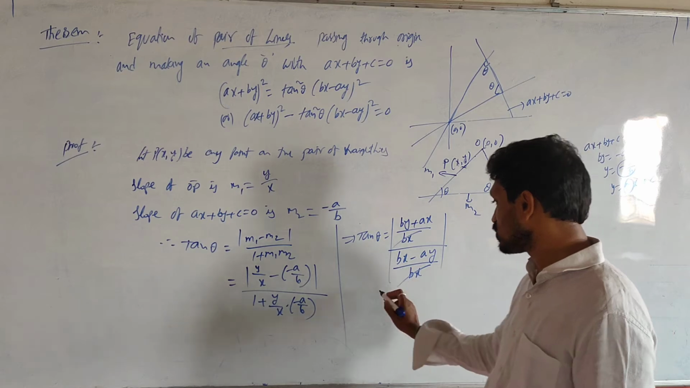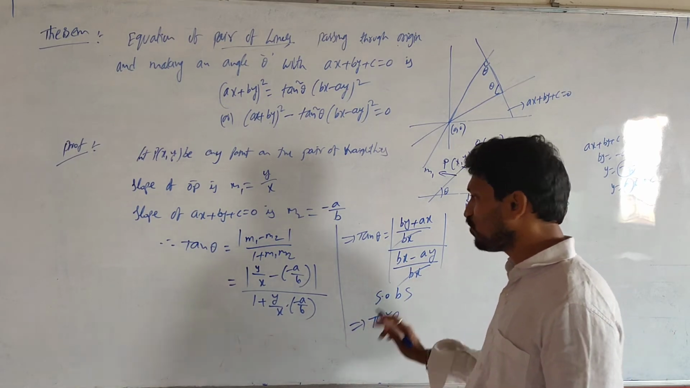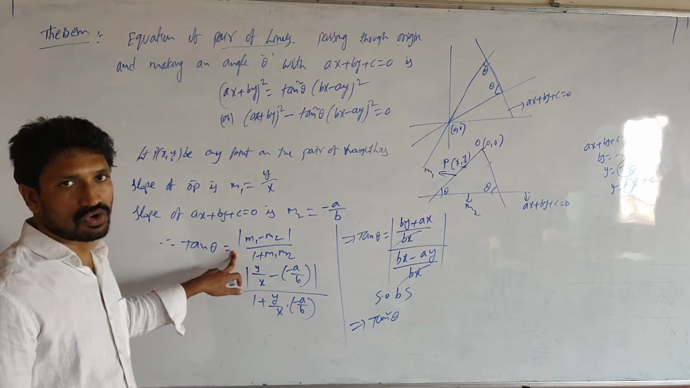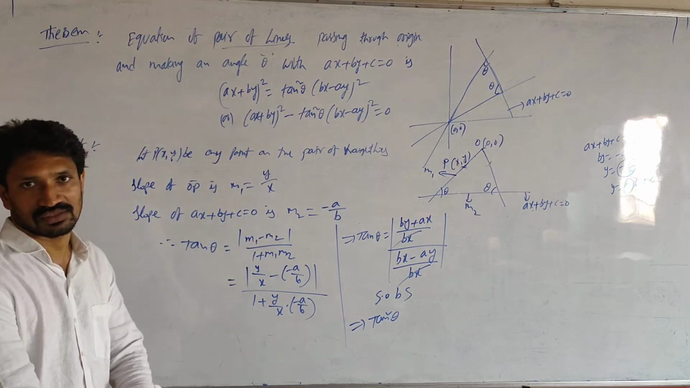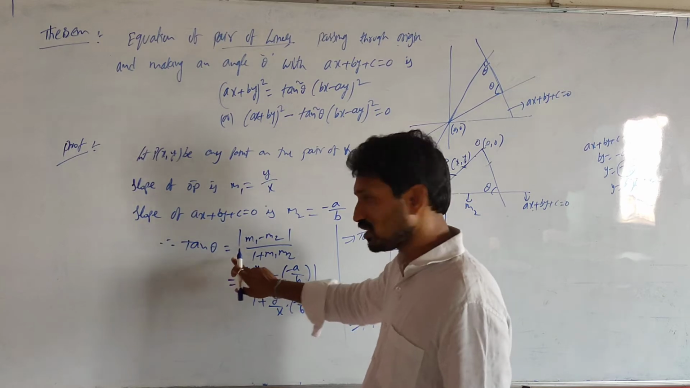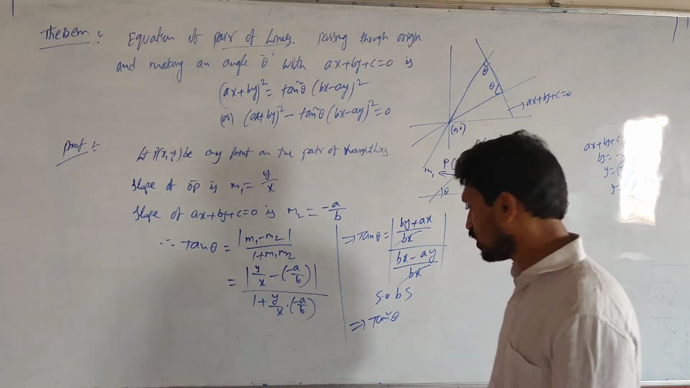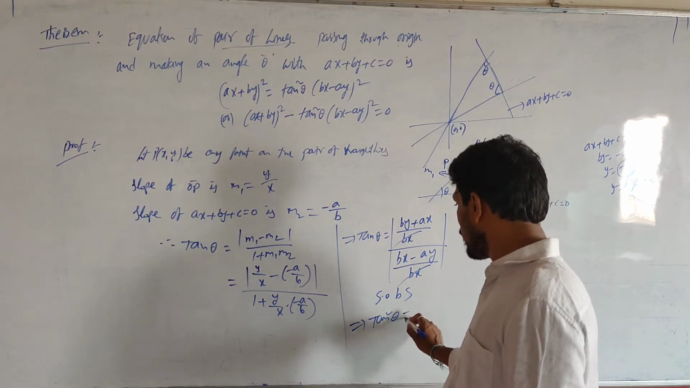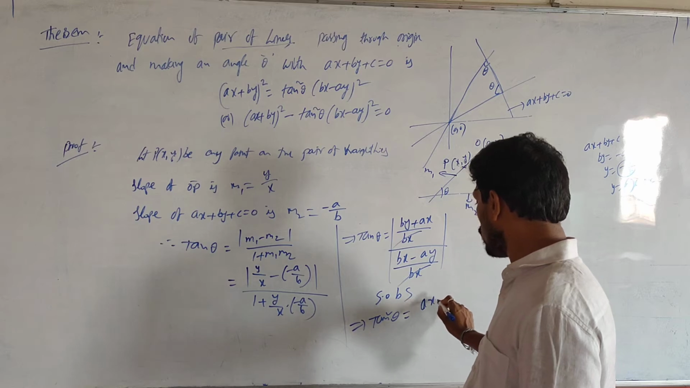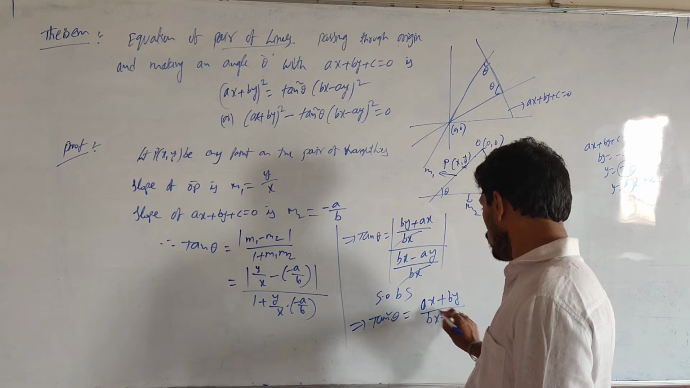To avoid this modulus, squaring on both sides, what is it? Tan square. Actually the general formula is what? Tan theta is equal to plus or minus. If you don't want to write plus or minus, keep the modulus. So to avoid the modulus, or the plus or minus, take squaring on both sides. Any method you can follow. Tan square theta is equal to, I am writing in the order, ax term first, (ax + by) by (bx − ay) whole square.